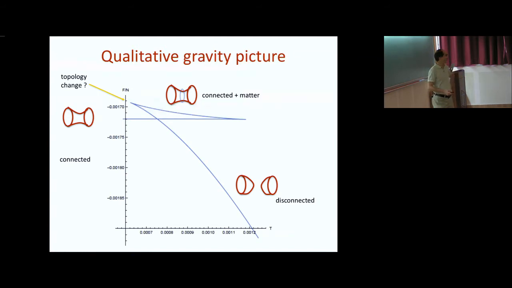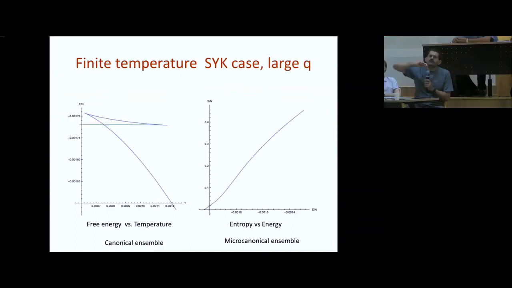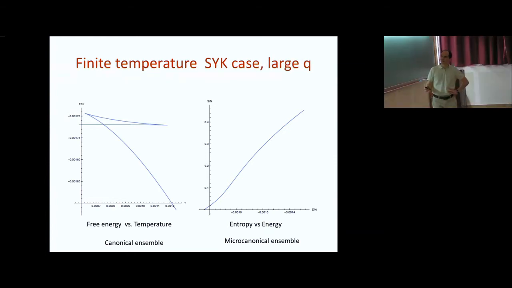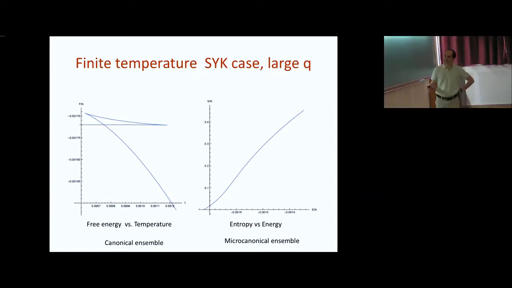So the curves are for varying values of mu? No, for the curves we change the temperature. So we fix mu, and then we change the temperature. And what's plotted here is the free energy as a function of temperature. So here there's a first order phase transition. Sorry, I went too fast. So this is the free energy as a function of temperature, and there is a first order phase transition here.